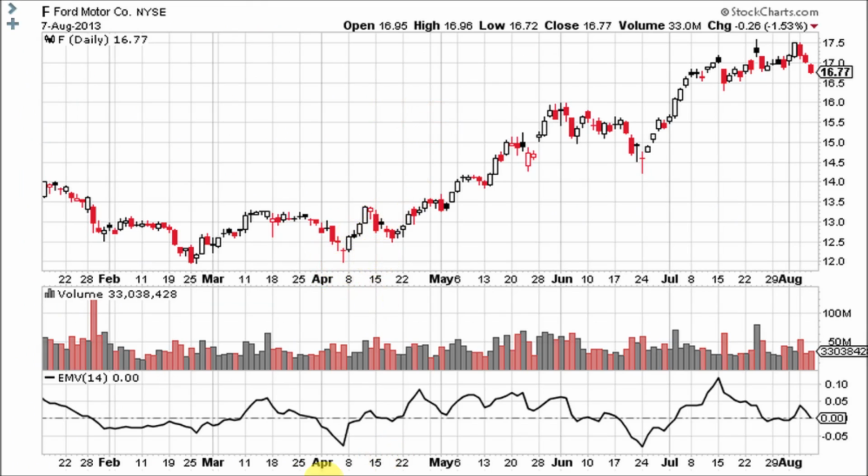Right here, it starts up. This move right here wasn't very easy. This down move wasn't easy at first, but then it became easy. Then right here, this up move was very easy. Volume started picking up, so that was an easy move. It continued to move easily this entire period until right here. Then it started to move easily down more than up. A little bit of up here.